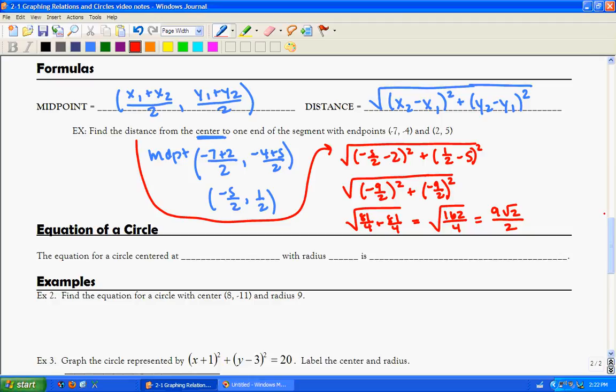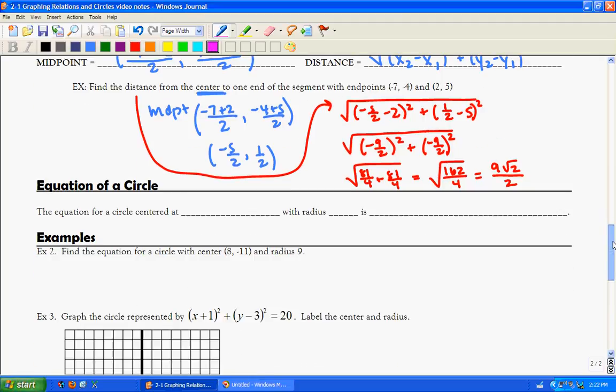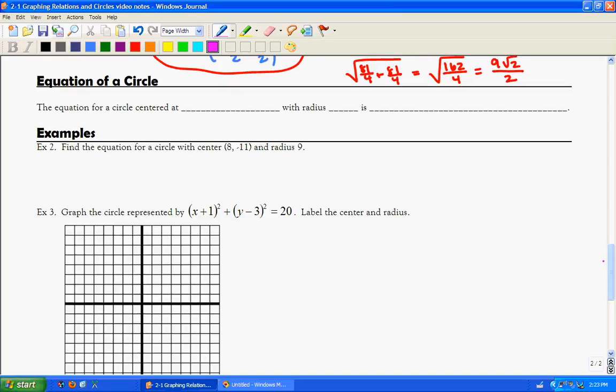The next set of formulas that we have here are for the equation of a circle. And so the equation of a circle centered at (h, k) with a radius of r is (x minus h) squared plus (y minus k) squared equals r squared. Hopefully you're familiar with that equation. So to write the equation of a circle with center (8, -11) and radius 9, that's going to be (x minus 8) squared plus (y plus 11) squared, since you're minusing a negative there, and then equals the radius squared, which would be 81.